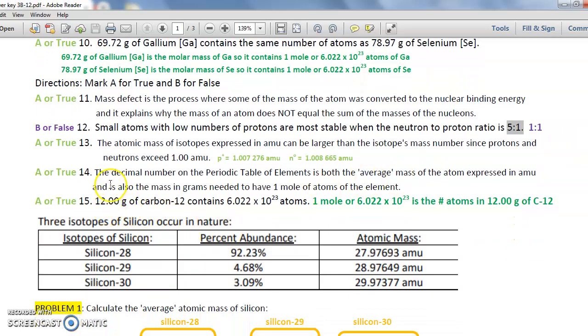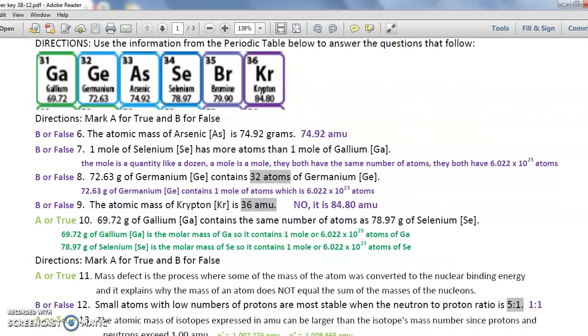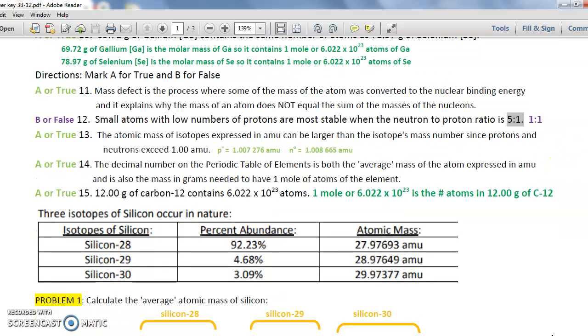11 through 15, true, false. Number 11, mass defect is a process where some of the mass of the atom is converted to the nuclear binding energy. Yes. If you happen to look at the atomic masses of the isotopes of some of these atoms, the atomic mass of those isotopes can actually be less than the mass number.